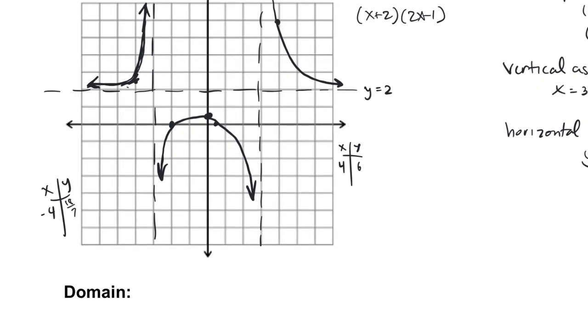Now the domain is very closely related to our two domain exclusions here. X cannot be negative 3 and x cannot be positive 3. But it can be anything else, so we write that as negative infinity to negative 3, negative 3 to 3, and then 3 to infinity.